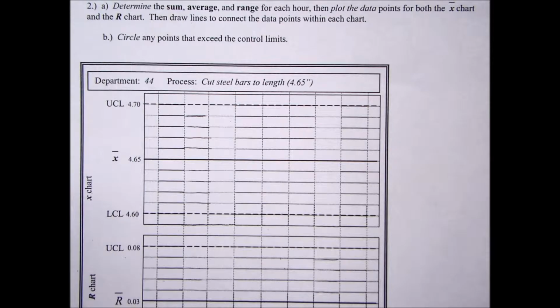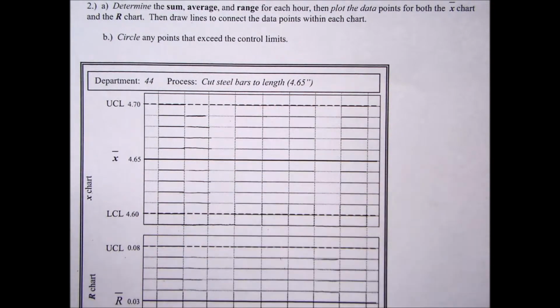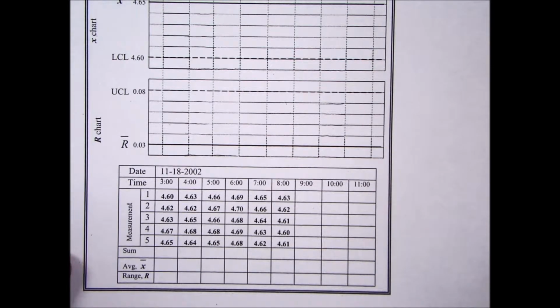A control chart is a picture of a process as it occurs. The chart is developed with the passage of time and shows how a process is doing. This process chart is for cutting steel bars to the desired length of 4.65, and to create the chart we're going to start at the bottom here.